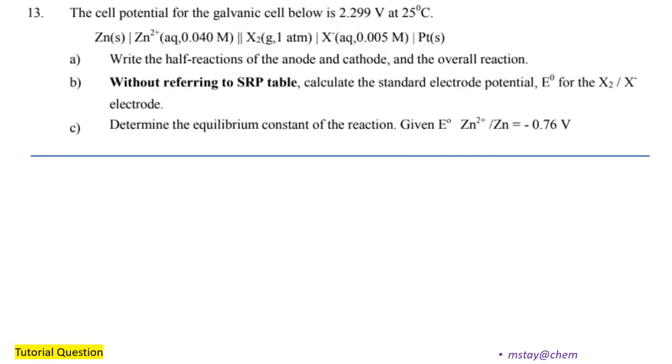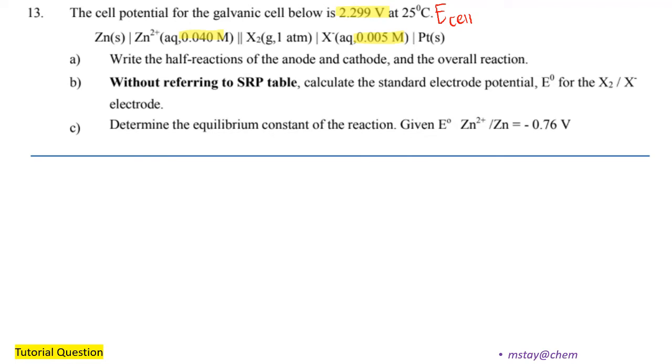Now let's proceed with tutorial question 13, which involves how to determine the equilibrium constant. So we start with question A. The cell potential for the galvanic cell below is 2.299 volts. Because the concentrations given here are 0.04 molar and also 0.005 molar, we know that this is at non-standard condition. Therefore, the 2.299 volts here basically represents E cell.